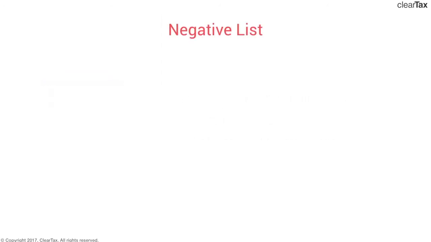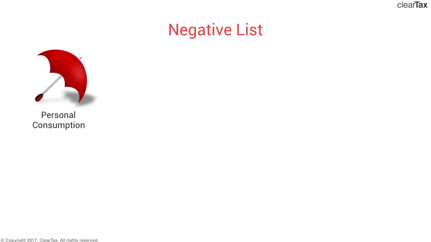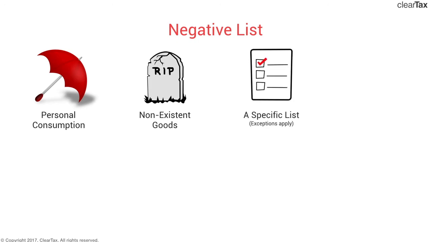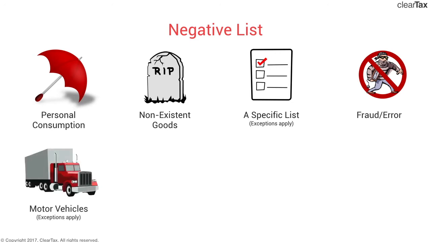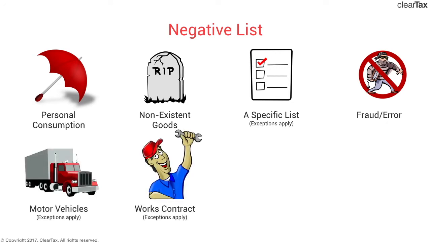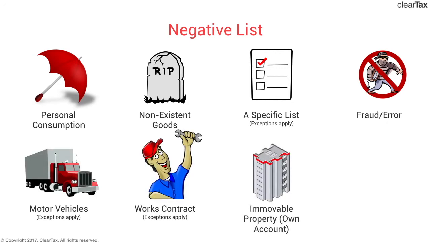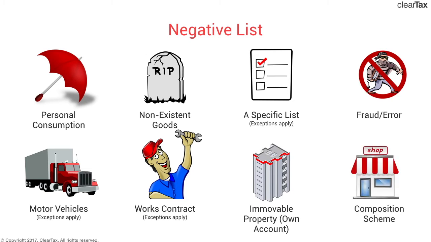What are the items which come into this list? 1. Supplies which go into personal consumption. Supplies which are no longer in existence. A specific list. This is a list within the negative list which points out to very specific types of supply. Input tax credit is not available on taxes paid due to fraud or error. Supplies relating to motor vehicles, works contract, immovable property, and composition scheme.